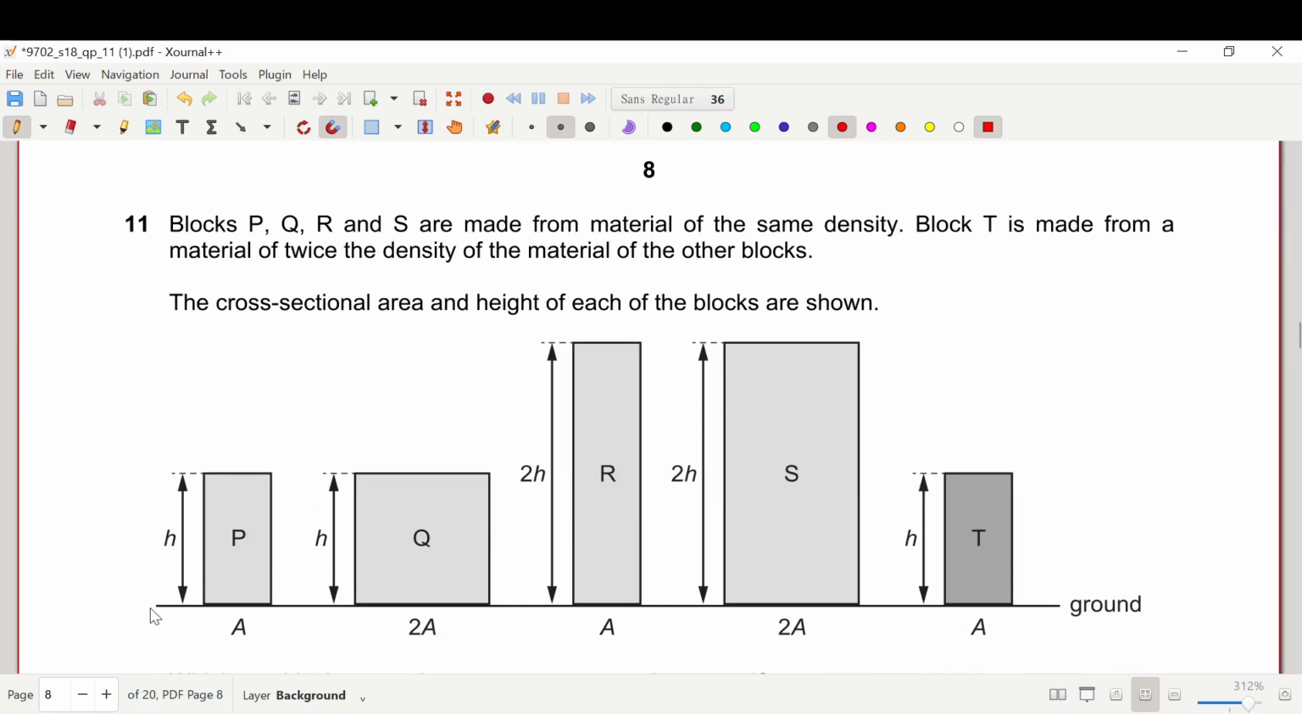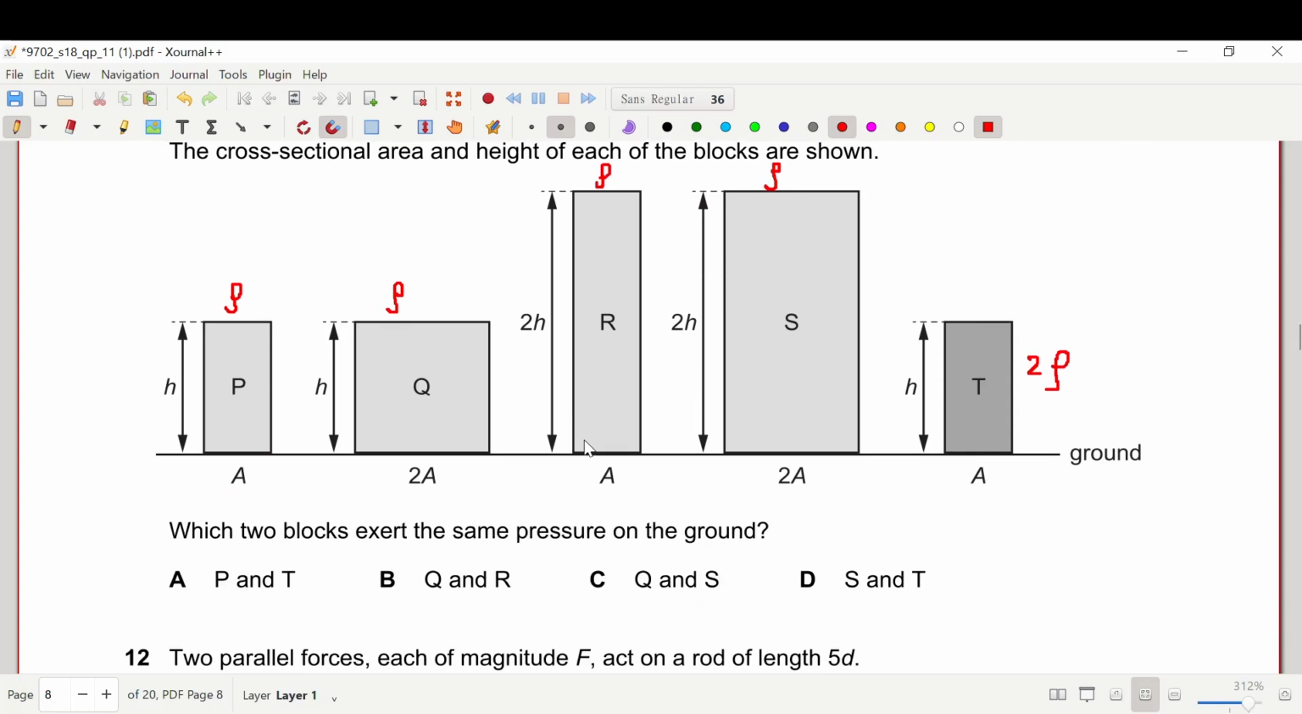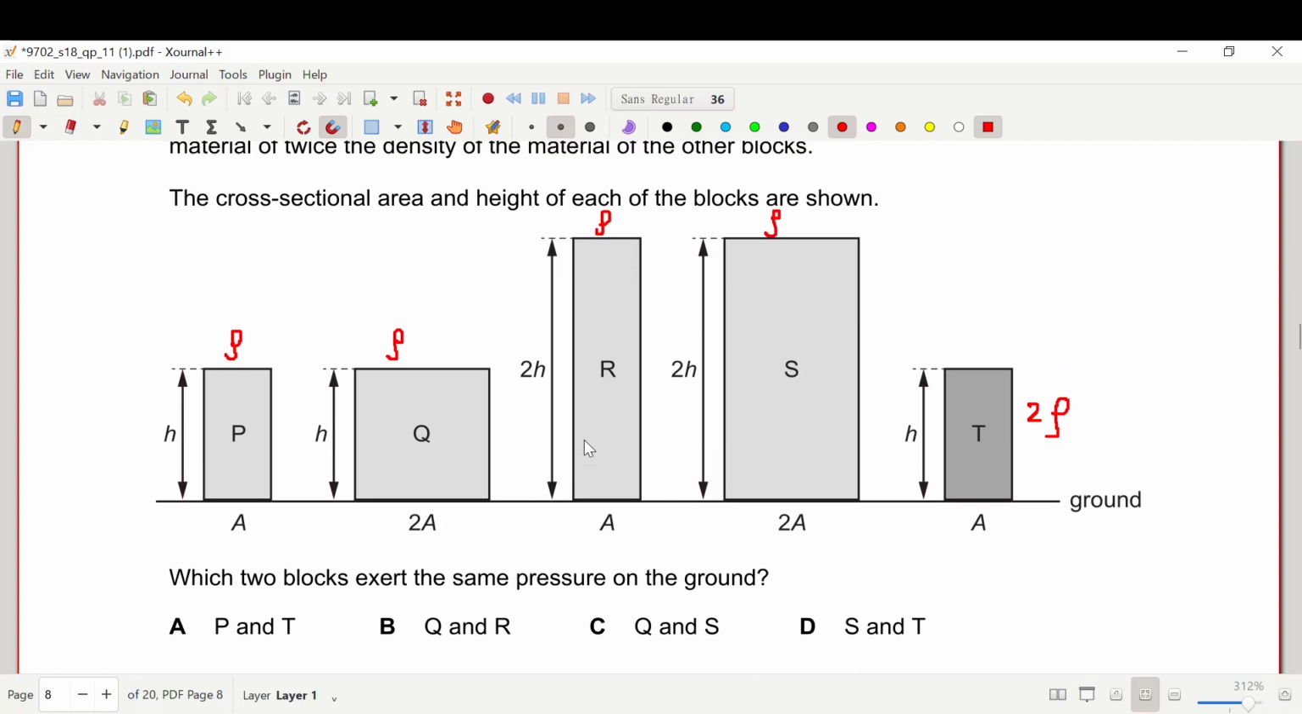ये एक pressure से associated question है. Block P, Q, R and S are made from material of same density. Block T is made from a material of twice density. Block P, Q, R are made from the same density. This is P, Q, R, S. R as shown. Which two blocks exert the same pressure on the ground?